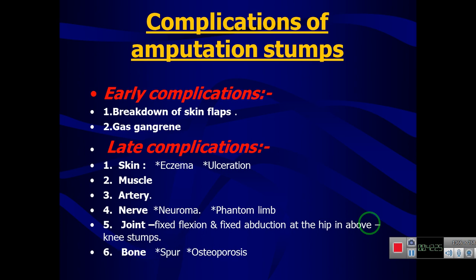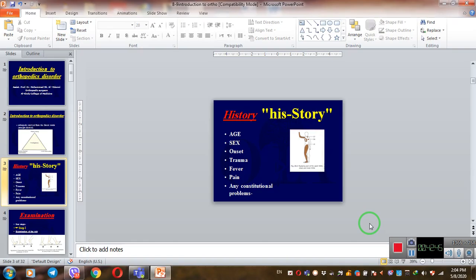And lastly, bone. Spurs often form at the end of the bone, but are usually painless. Otherwise, they need to be excised. And lastly, osteoporosis occurs if the bone is transected a little way up and the bone becomes liable to fracture. Such a fracture is best treated by internal fixation.